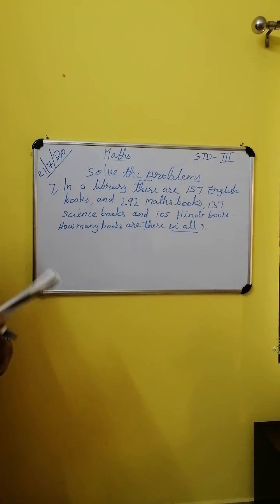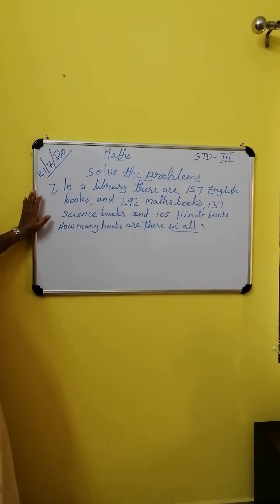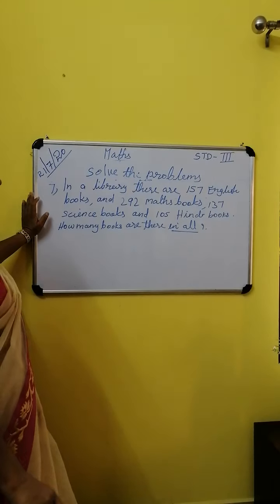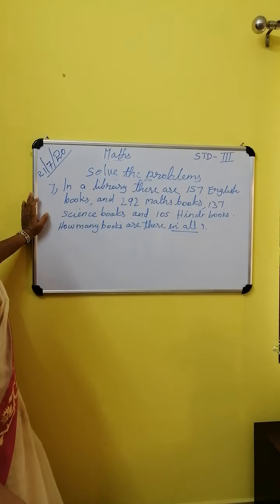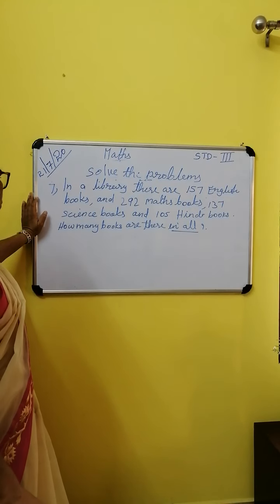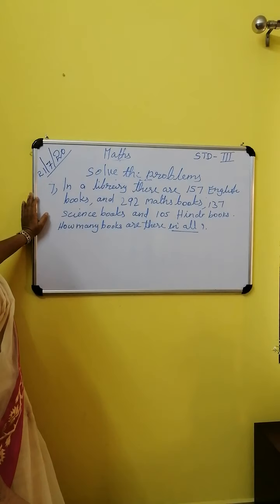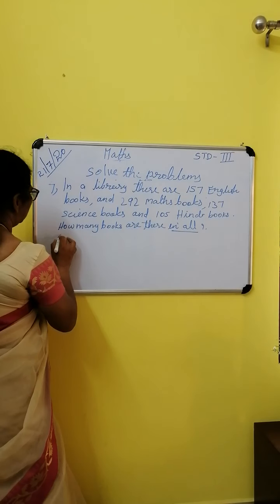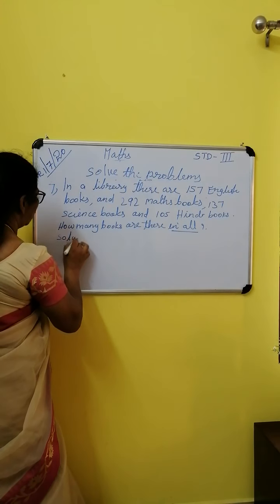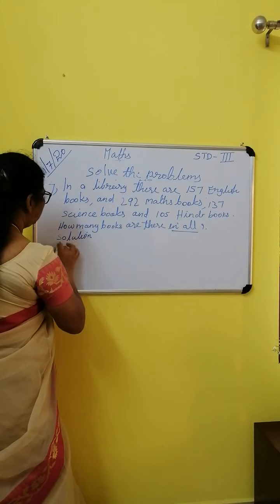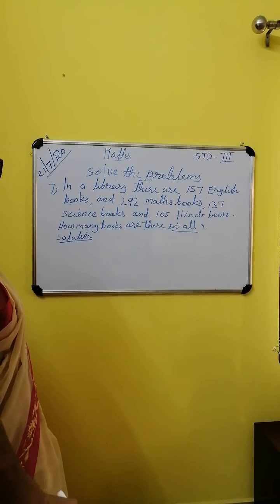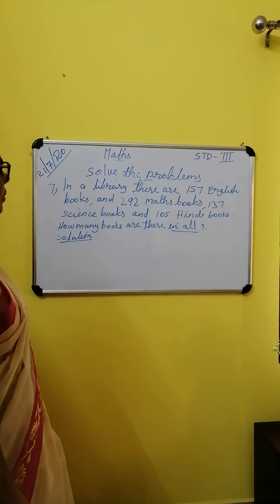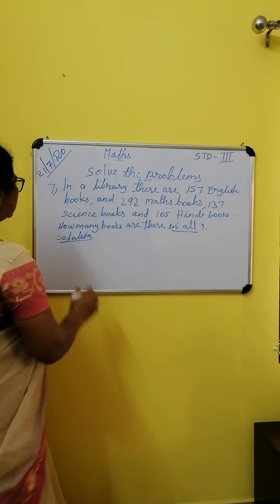So we have to find out the solution. In a library, there are 157 English books and 292 maths books, 137 science books and 105 Hindi books. How many books are there in all? Okay. Solution, easily you can find out the solution, no? First number, 157 English books. From there you can make one step, number of English books.